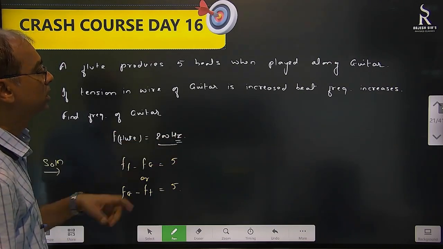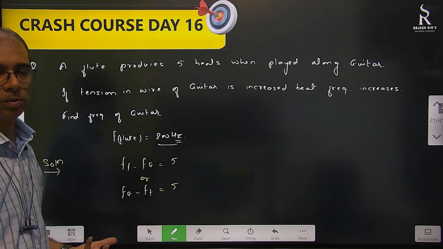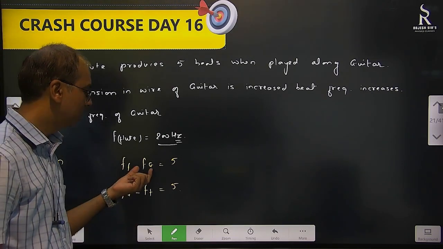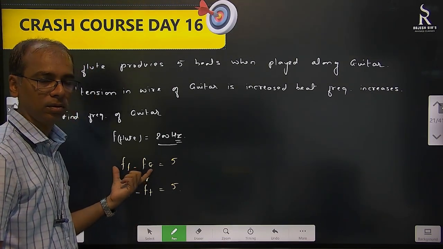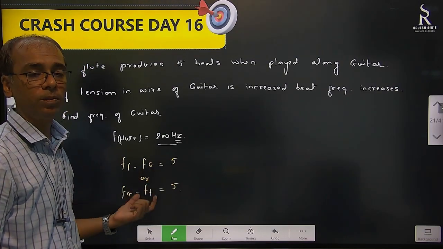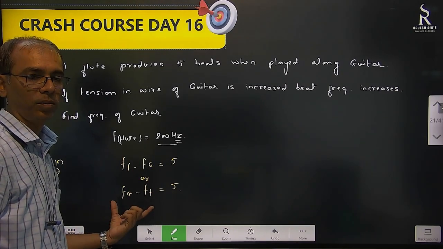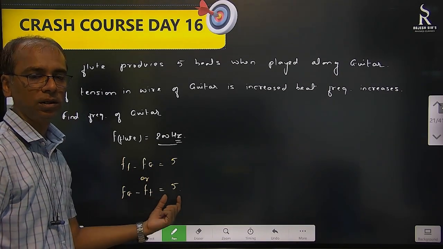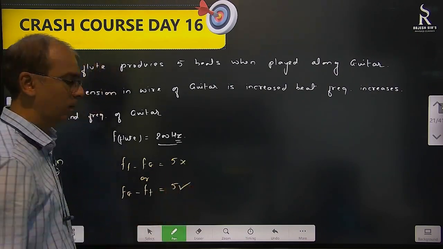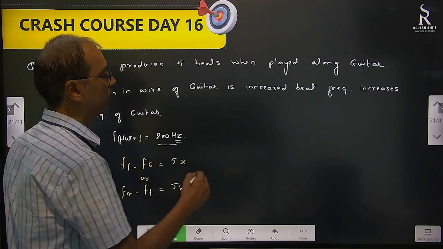Then what does the question say? Beat frequency also increases. So which is the possible equation out of the two? Second one. Because if you increase the frequency of guitar here, F flute minus F guitar, then this should decrease. Where does beat frequency increase? Here. If you increase frequency of guitar, it increases here. So this is correct, this is wrong. What is frequency of flute given? 200. So frequency of guitar will be 205.